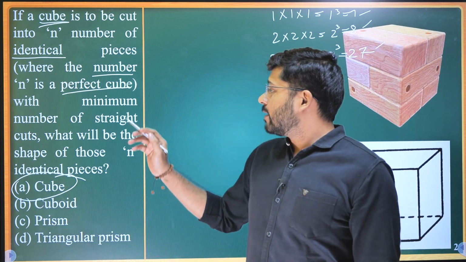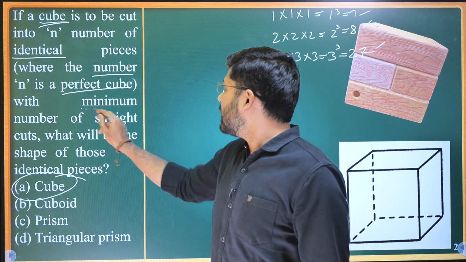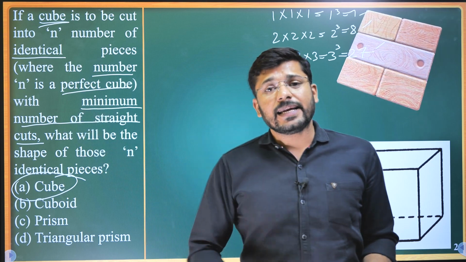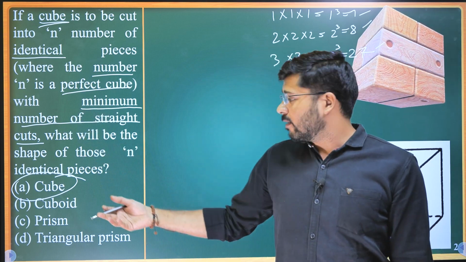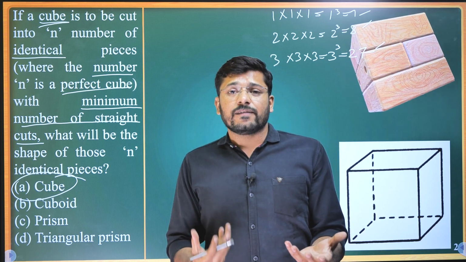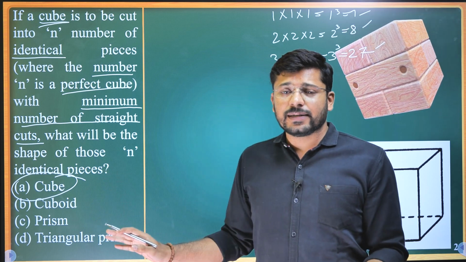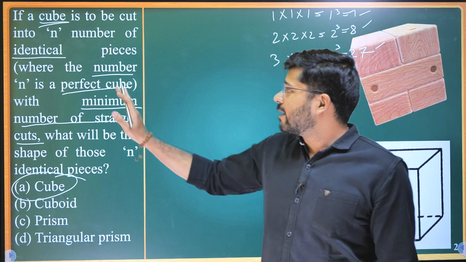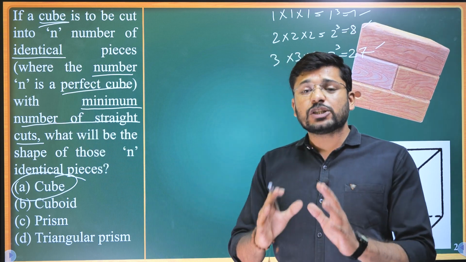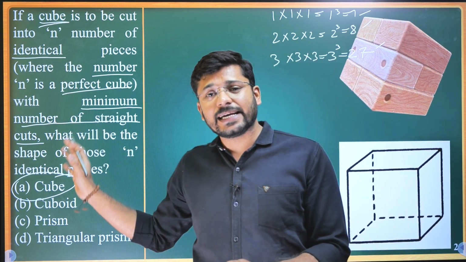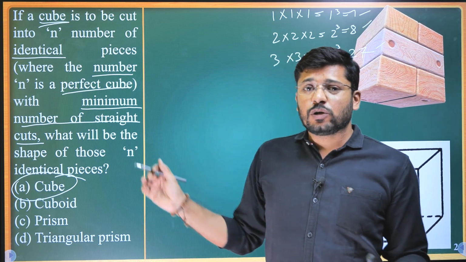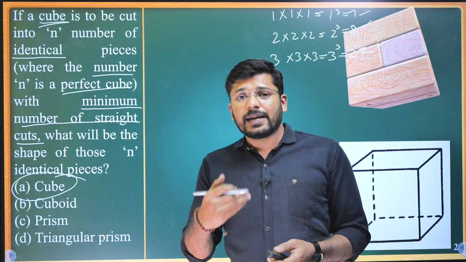The key point here is with a minimum number of straight cuts. If it is any number of straight cuts, then it can be other geometrical figures also. It can be a cuboid, that is possible. But when they are cutting it into identical pieces with a minimum number of straight cuts, each of them will be a cube. Just take it as a rule. Okay, done. Based on this concept, now we will build the higher level questions.